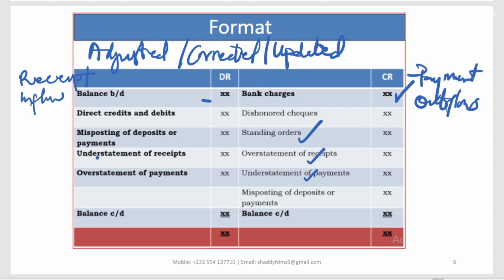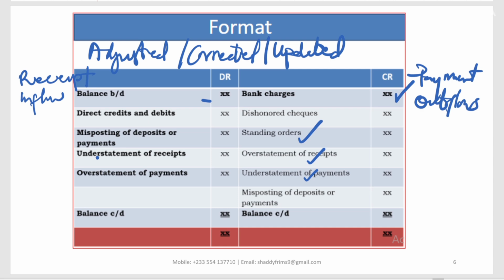So we have direct credit and direct debit, we have misposting of deposit or payment, we have understatement of receipt. So we received 110, then we recorded 101. We have understated what we received, so the difference, which is 9, is still going to be what is recorded on the debit side. Then we have overstatement of payment, so we have to record 500 cedis as payment on the credit side, but we ended up recording 5,000. So there'll be a need for us to reduce this 5,000 that has been recorded by 4,500.